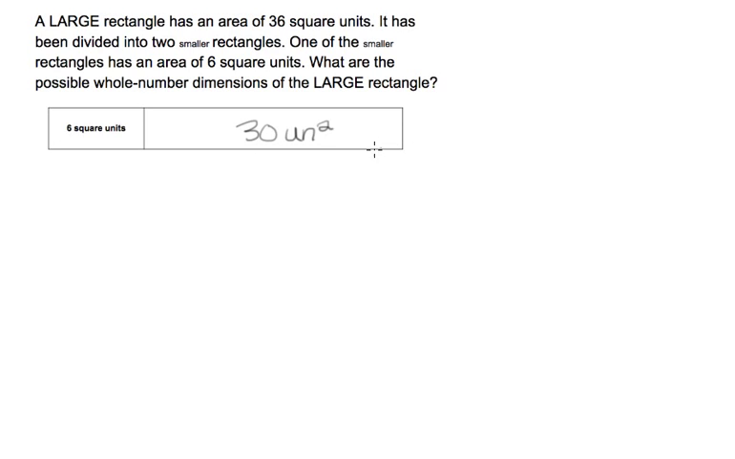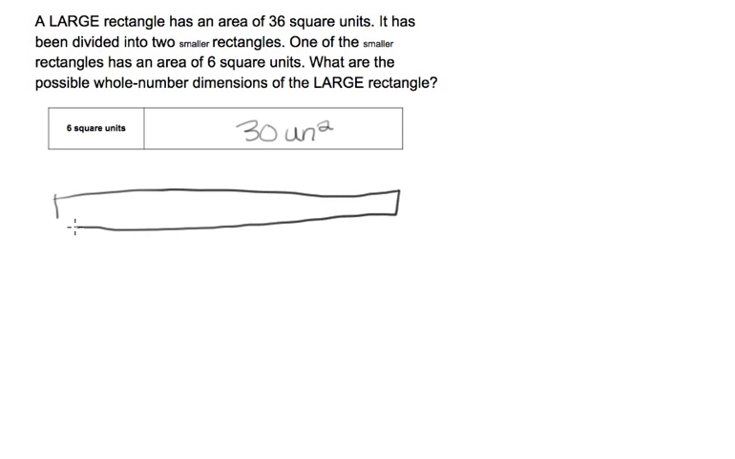So now I have to figure out the whole number dimensions of this larger rectangle. So let's go through and start listing some of the possibilities. And I'm just going to keep this one up here like this and try my very best to draw some other rectangles. So let's say we had this one. Let's imagine that these lines were actually parallel and straight. So again, we know that this smaller one is 6 square units and this one is 30 square units.